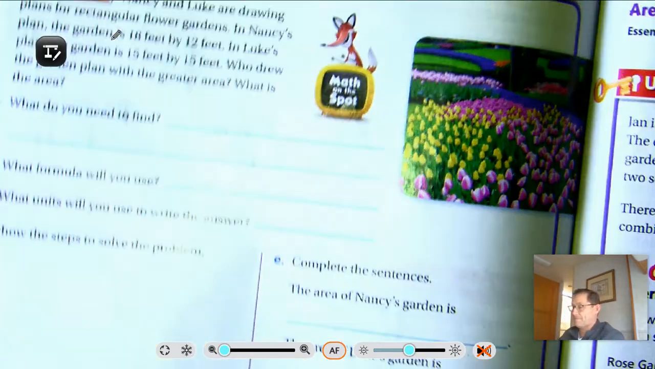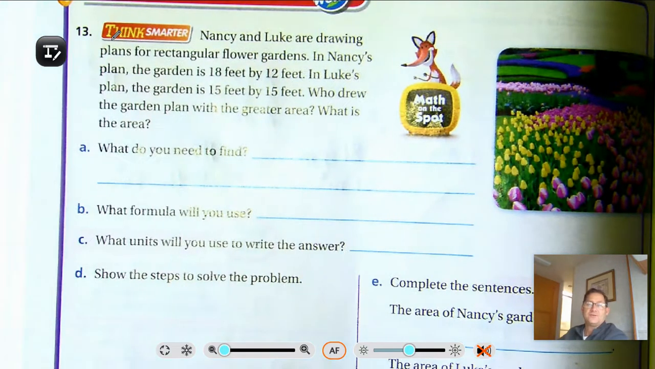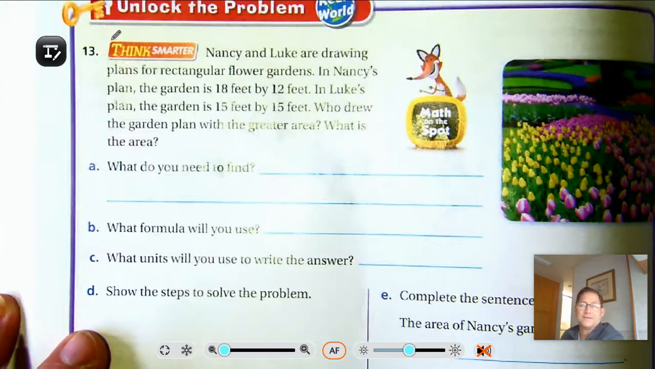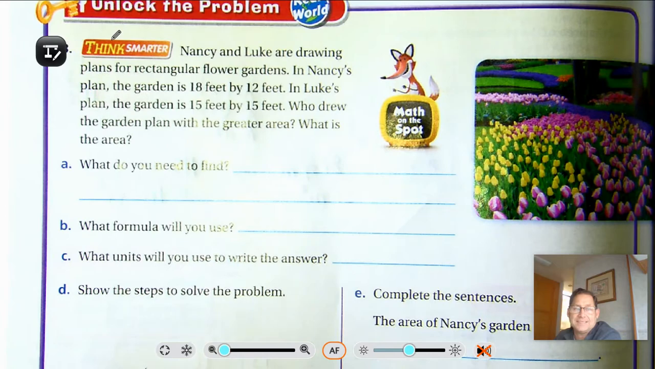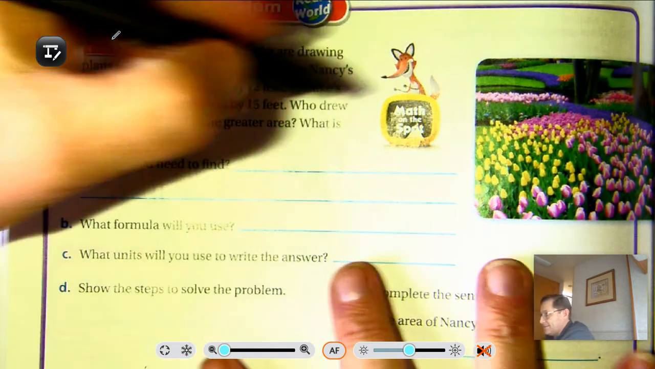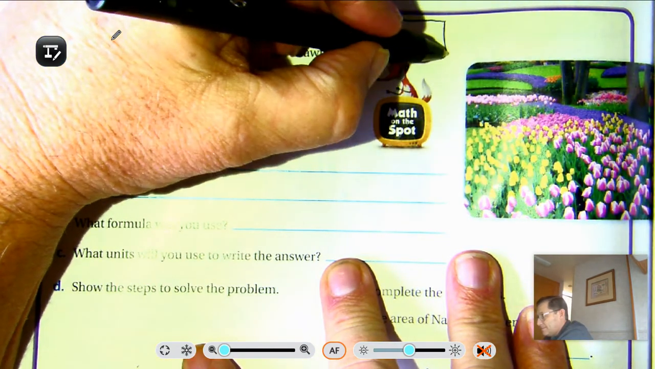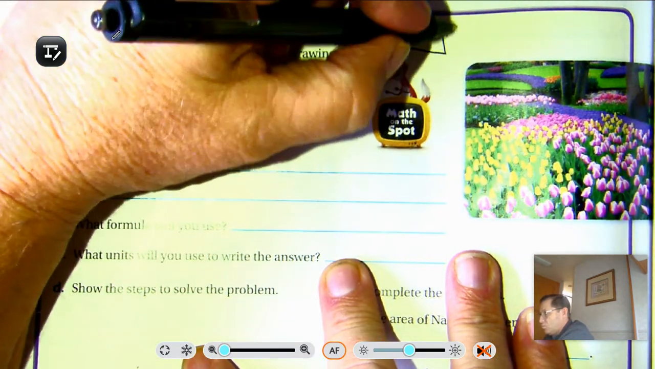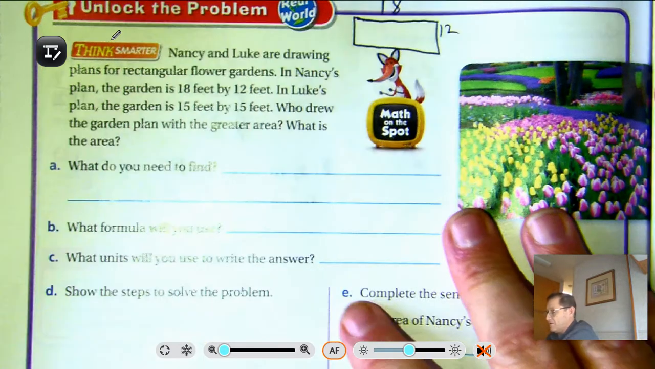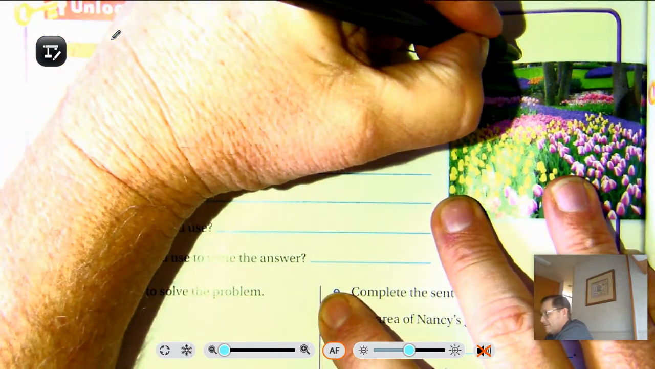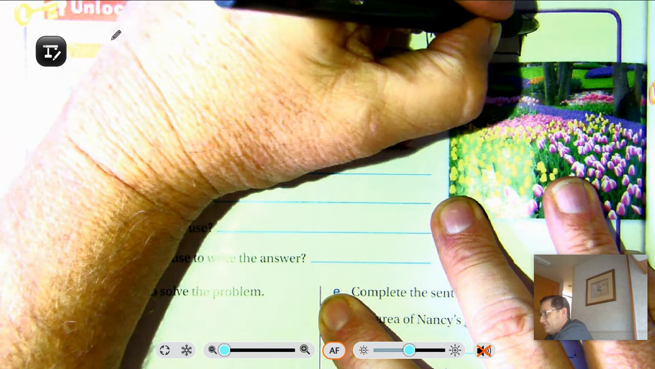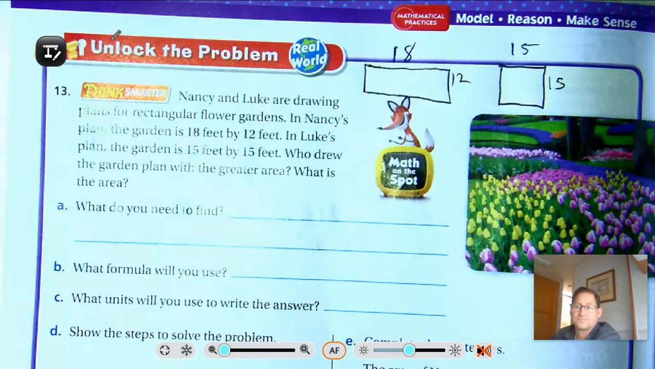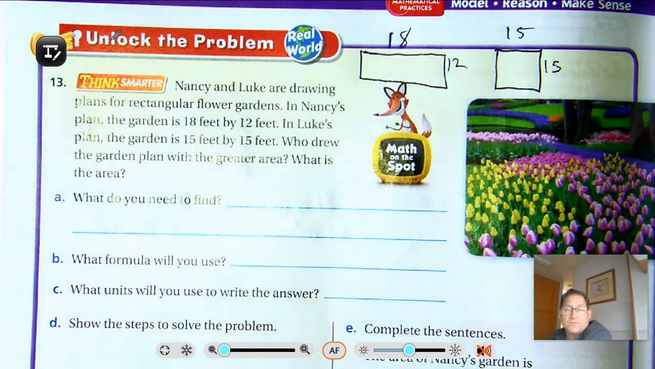All right, let's move on to 13. Nancy and Luke are drawing plans for rectangular flower gardens. In Nancy's plan, the garden is 18 by 12. In Luke's garden, his is a square that's 15 by 15. Who drew the garden with the greater area?